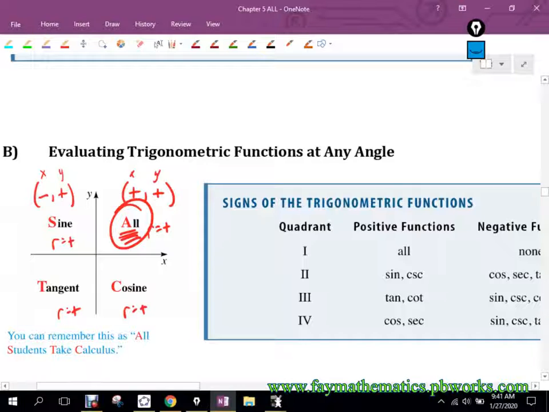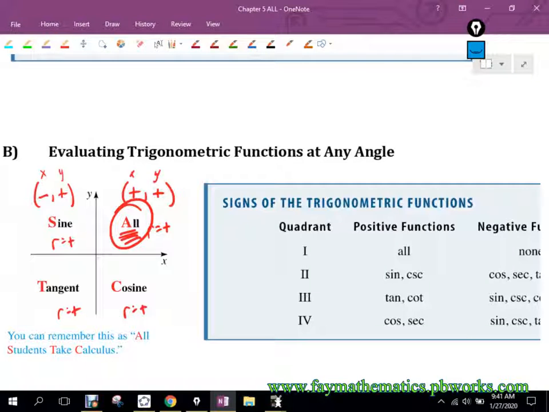Cosine is x over r, right? Negative divided by a positive. What's a negative divided by a positive? Negative. So cosine is negative in the second quadrant. So that's why when I asked you cosine of 150, it gave you back negative 0.866. Why was it negative? Because 150 terminates in the second quadrant, right? You want us to memorize this? Yes.